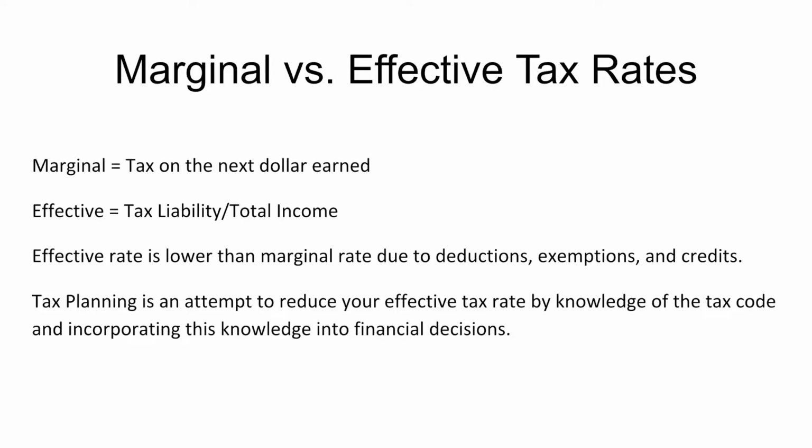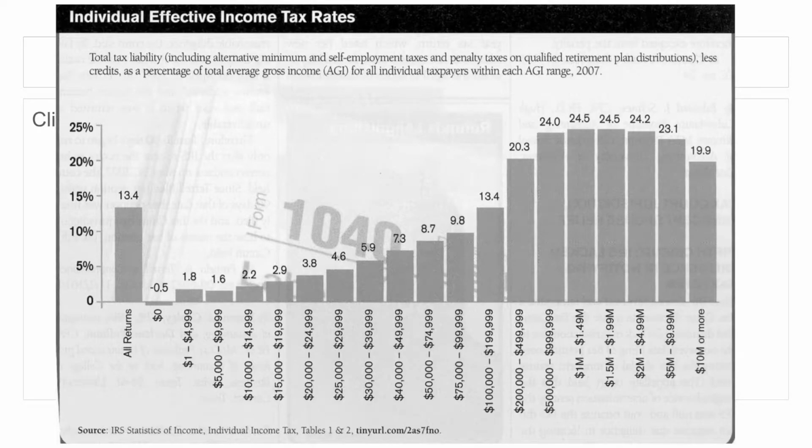Now, tax planning is the idea of attempting to reduce your effective tax rate by legal means, by taking advantage of the deductions, credits, non-taxable income, by basically making decisions that help to reduce your effective tax rate. And we'll get into in a moment the difference between avoidance and evasion and tax fraud.